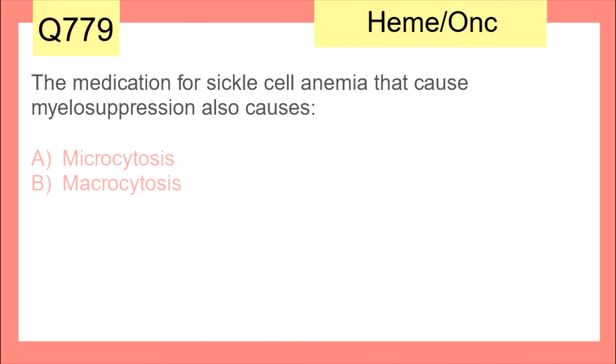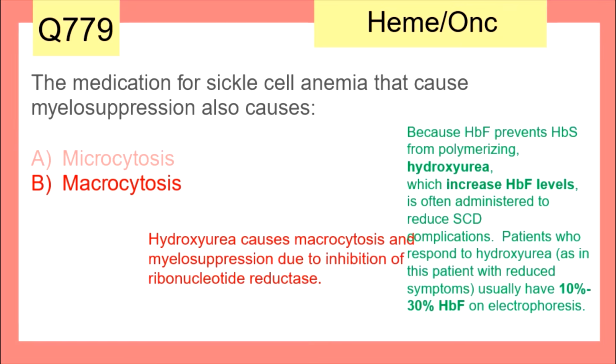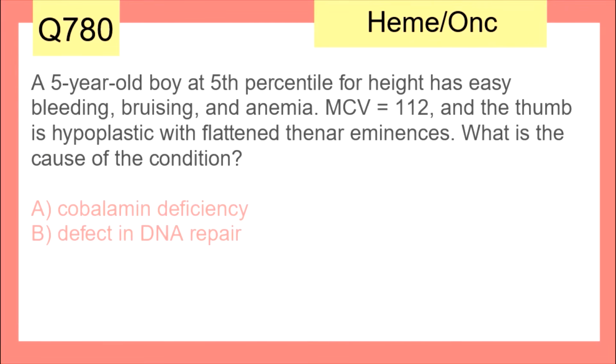779, the medication for sickle cell anemia that causes myelosuppression also causes macrocytosis. That is hydroxyurea. Hydroxyurea causes macrocytosis and myelosuppression due to inhibition of ribonucleotide reductase. And as we mentioned, hydroxyurea increases HbF levels. 780, a 5-year-old boy at 5th percentile of height has easy bleeding, bruising, and anemia. MCV is high, and the thumb is hypoplastic with flattened thenar eminences.